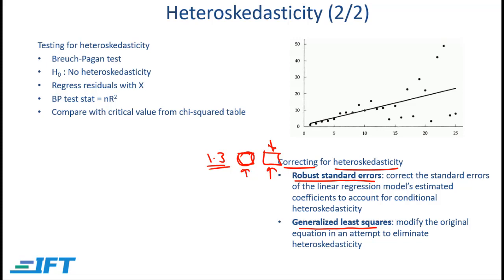The second possible approach is generalized least squares. Here we modify the original regression equation in an attempt to eliminate heteroskedasticity.